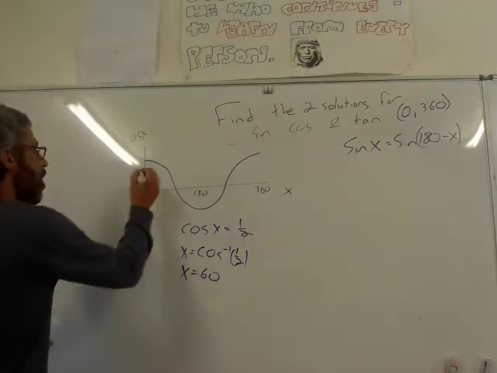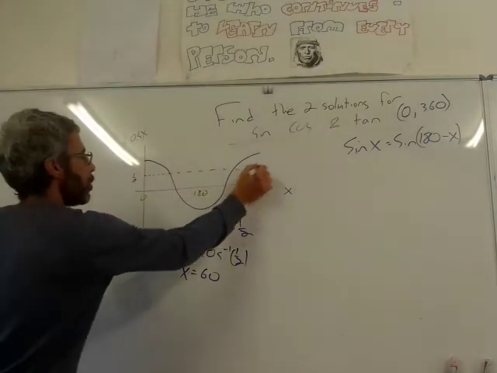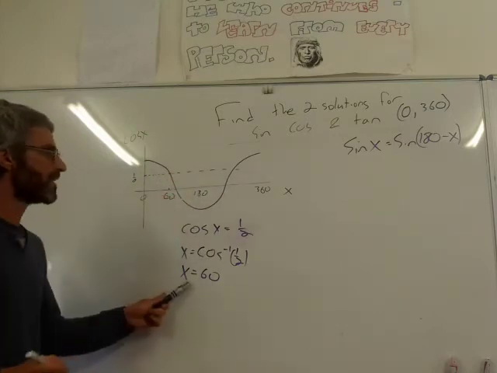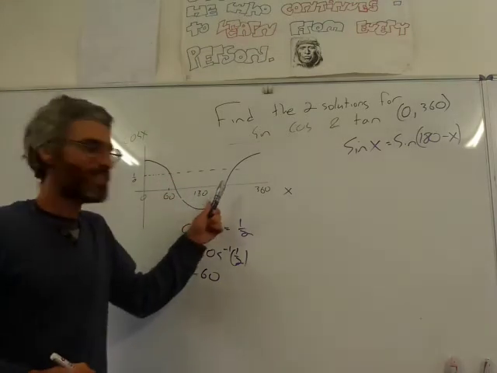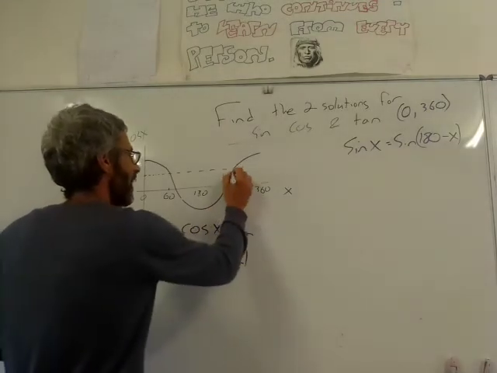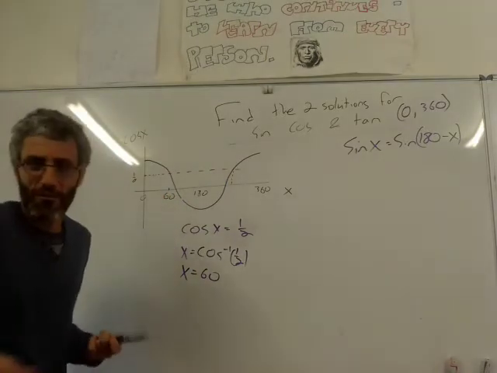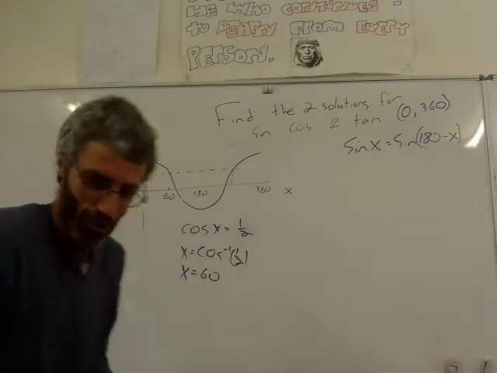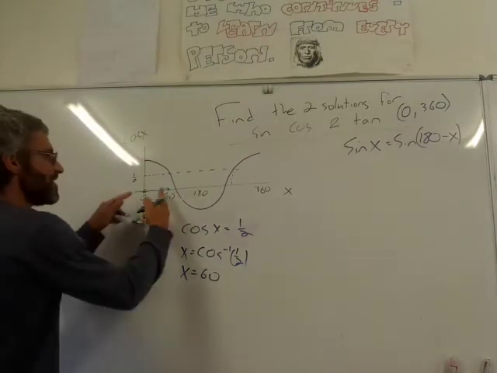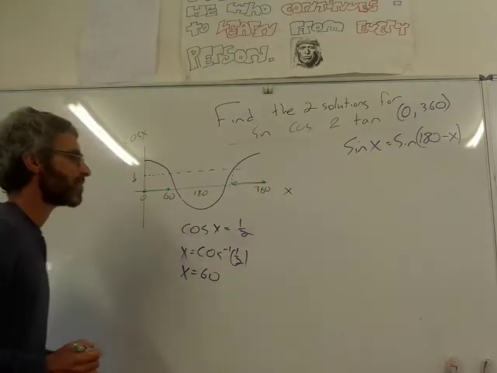So if I take half somewhere here, and I go horizontally, I find that I've got a solution here at 60. But as you can see, we also have another solution here. I'm not proving it, but you can kind of see it on the graph. Let's use this green stuff. If this is 60 here, this is also going to be 60.